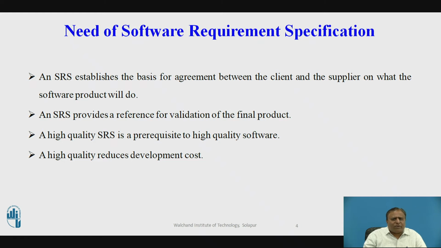Need of software requirement specification. So here we are going to discuss the need of software requirement specification. There are four needs of software requirement specification. The first need is an SRS establishes the basis for agreement between the client and the supplier on what the software product will do. The second one is an SRS provides a reference for validation of the final product. Third one is a high quality SRS is prerequisite to high quality software. Fourth one is a high quality SRS reduces development cost.